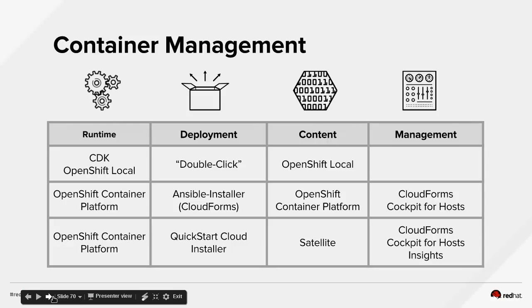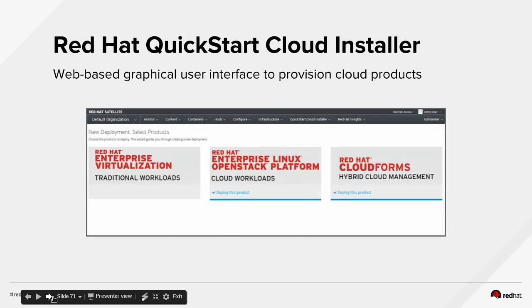The management, as we saw, is CloudForms and Cockpit for hosts. Then the next step is the Cloud Suite: again OpenShift, with the Quick Start Cloud installer. Content comes from Satellite, and we'll see that in a minute. And for management, you have CloudForms, Cockpit, and Insights. So let's close those gaps about the solutions that I just mentioned.